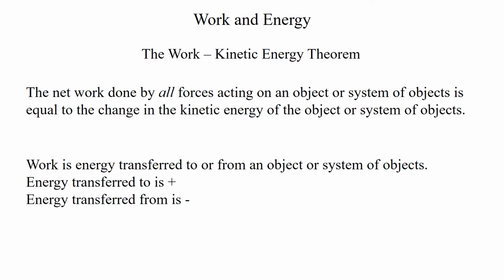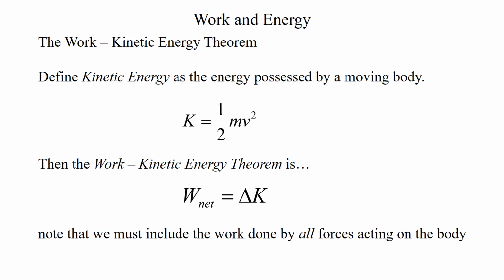Then the statement of the work-kinetic energy theorem. The net work done by all forces acting on an object or system of objects is equal to the change in the kinetic energy of the object or system. Work is energy transferred to or from an object or system of objects. Energy transferred to the system or object is positive, and energy transferred from is negative. And we define kinetic energy as the energy possessed by a moving body because of its motion. And kinetic energy can be written as 1/2 the mass times the square of the speed, or 1/2 mv squared.